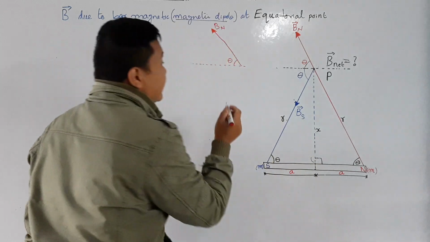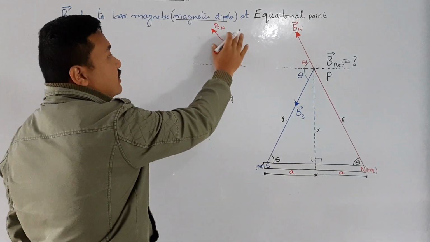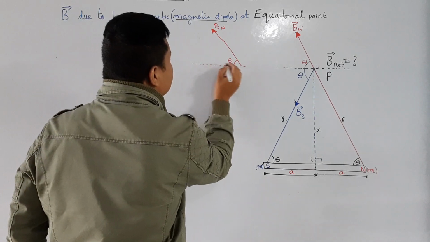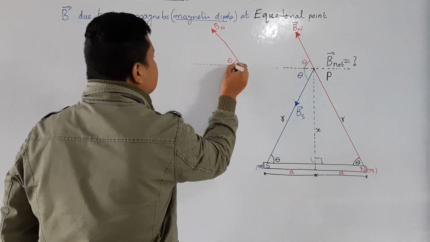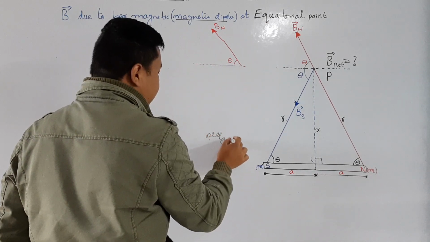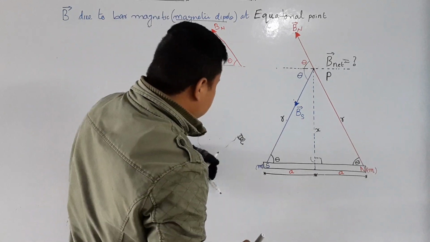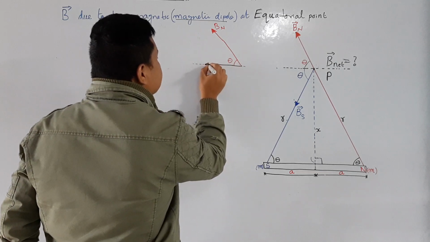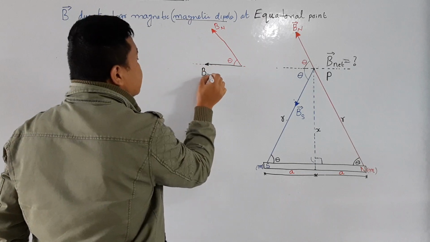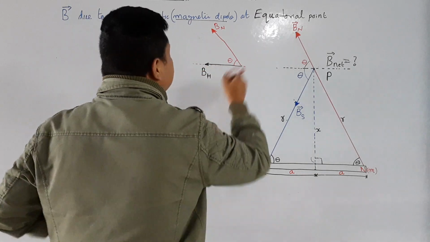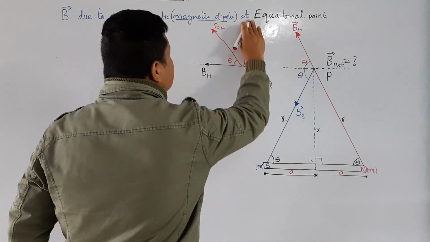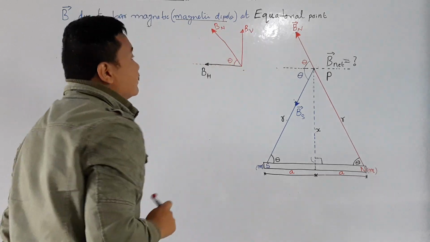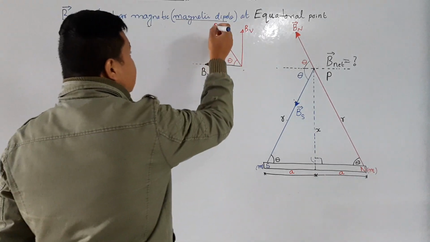So I have considered one vector, this is the vector B_N. If I want to resolve this, I have to resolve it into two vectors. There should be two vectors: one is horizontal and one is vertical. So this is my horizontal, this is B horizontal, and from there this will be my B vertical.